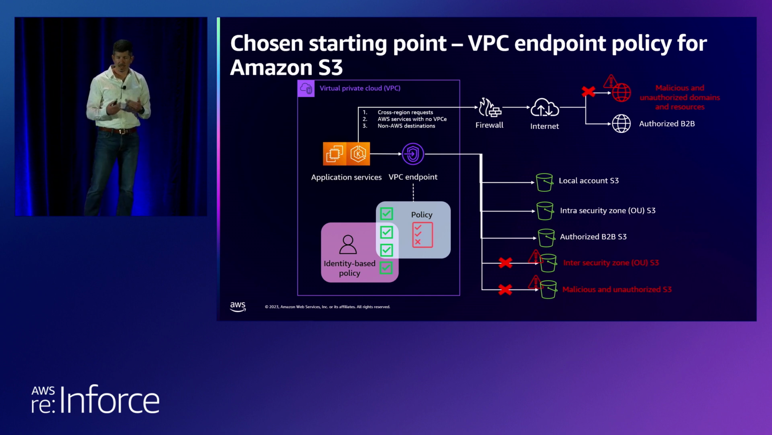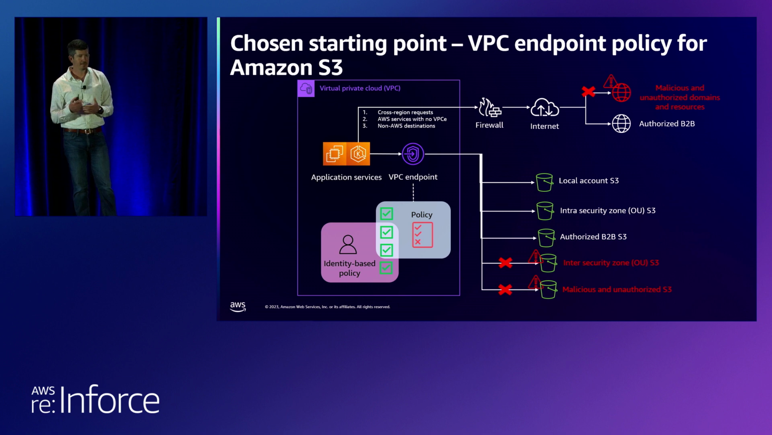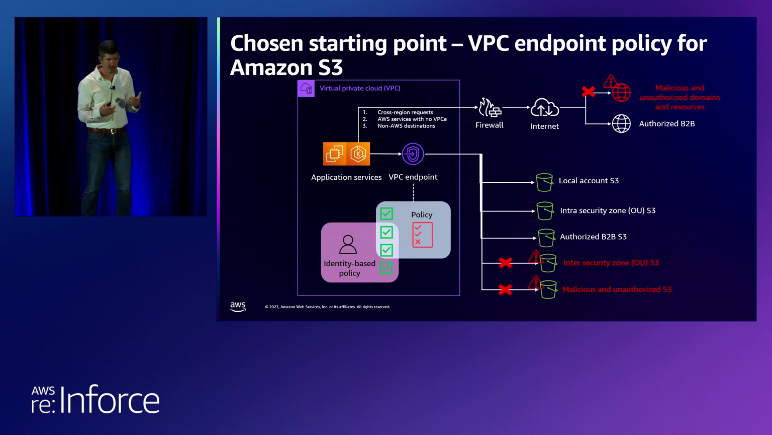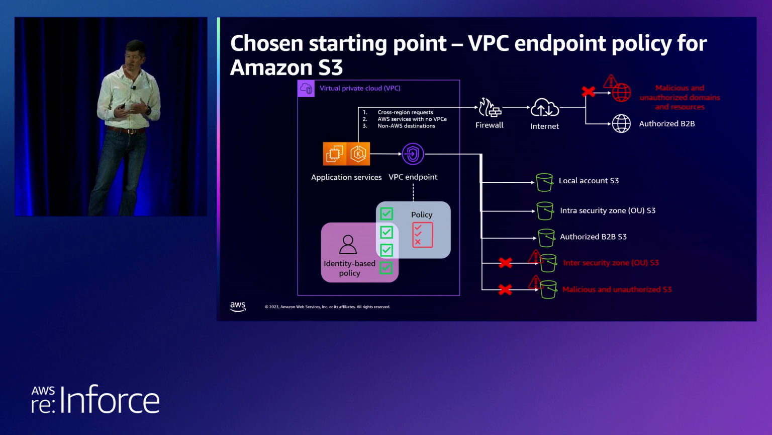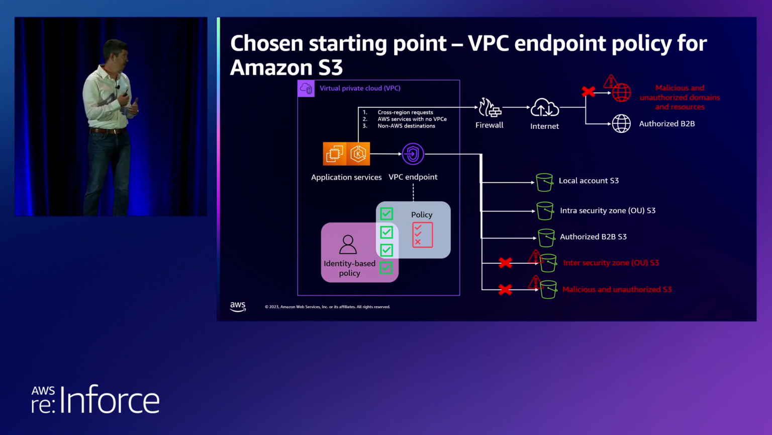The second being AWS services with no VPC endpoint. Those are not going to traverse a VPC endpoint, of course. And then finally, non-AWS destinations. All three of these scenarios are going to take a route out of your VPC across your network security stack. So be aware of those flows and plan to have defense in depth, where you're implementing the same protections across your network security as well.